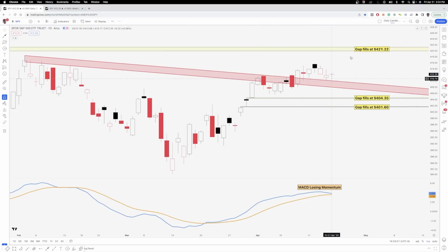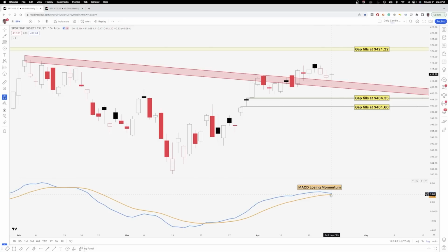So upside gap is 421.22. If we do close below it, you have some very small gaps. You almost have to squint to see them. 404.35 is the first one that will fill below. 401.60 is the next one that will fill below. And to add to the bear case here, we do have the MACD definitely starting to lose some momentum.